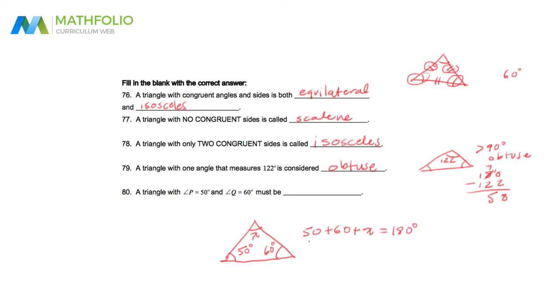So we know that 50 plus the 60 plus, let's just call it x for now, x must equal 180 degrees. So if we combine everything here, we've got 110 plus x equals 180. I'm not going to put the degree sign again. I really shouldn't have done that. If we subtract 110 from both sides, that means that x equals 70 degrees. So therefore we've got 50, 60, and 70 degrees. So they're all less than 90 degrees. So therefore it's an acute triangle.